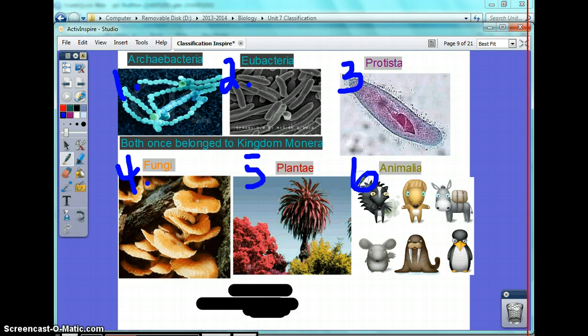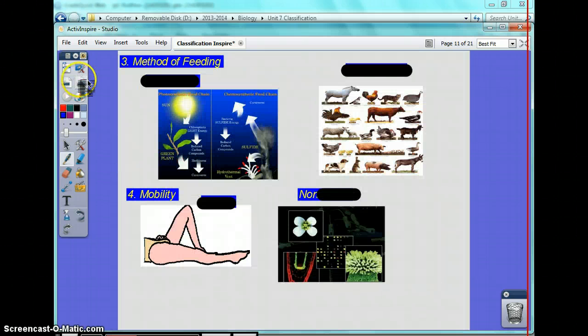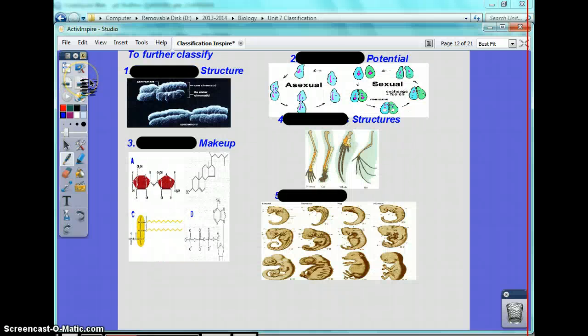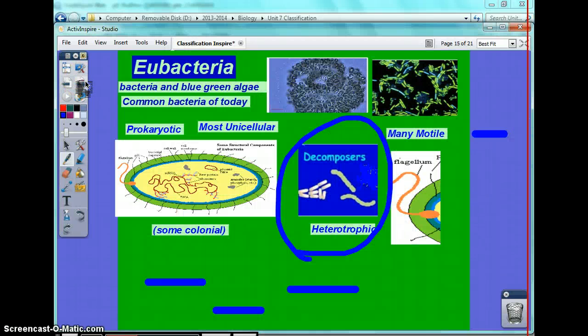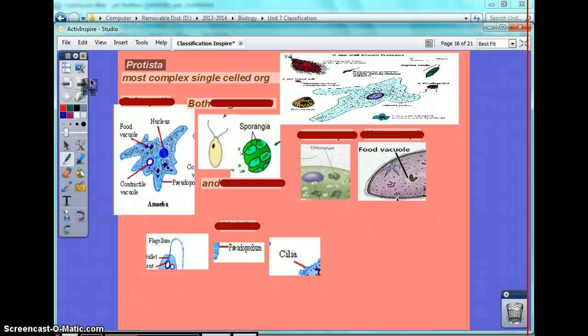So the first 3 are single-celled, the last 3 are multicelled. And I'm going to teach you different ways that you could study this. But as you go up the kingdoms, complexity changes. So Protista are my most complex single-celled organisms. Pro or you?